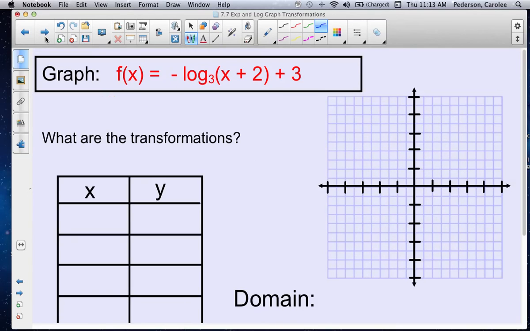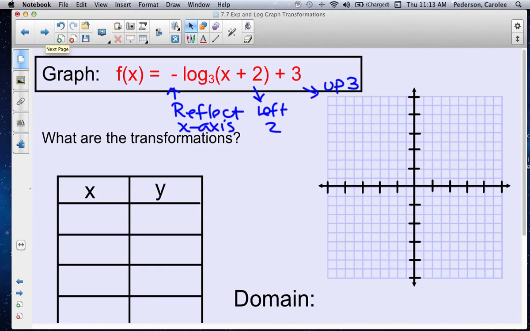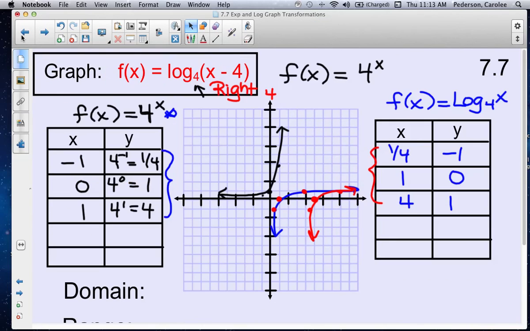The last example has a few transformations to it. It has a reflection about the x-axis. It's going to be shifting left 2 and then up 3. So to help guide you with this question, you want to do like we did this problem here, where we first create its exponential function, then flip-flop the ordered pairs to find the logarithm, and then apply those transformations.